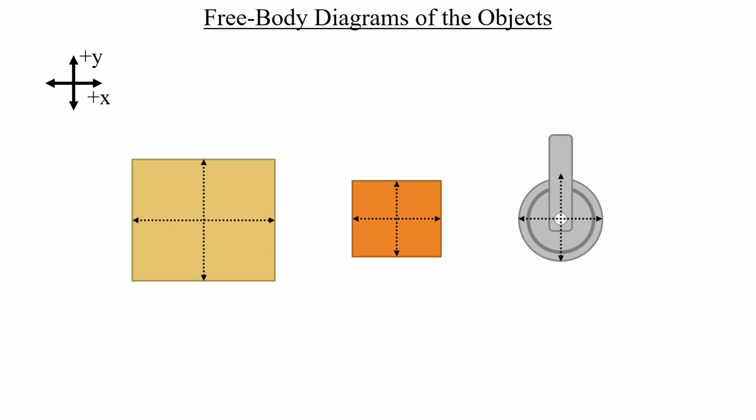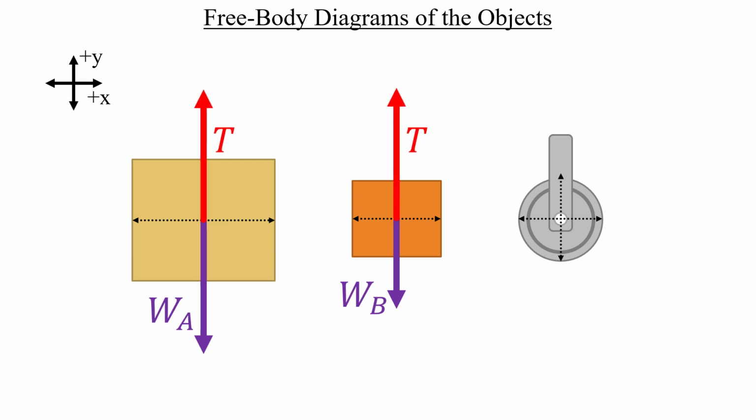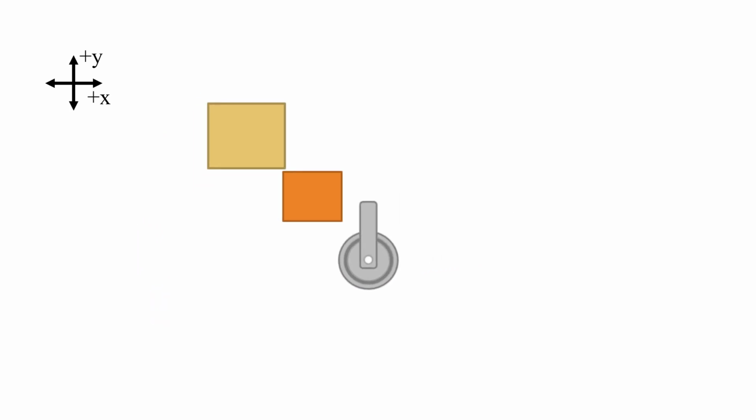The blocks will experience their weights pulling straight downwards, as well as the tension from the supporting string in the opposite direction. From the pulley's perspective, the tensions will point downwards instead, and of course, we'll have to include our upwards applied force as well. On to the sum of forces.